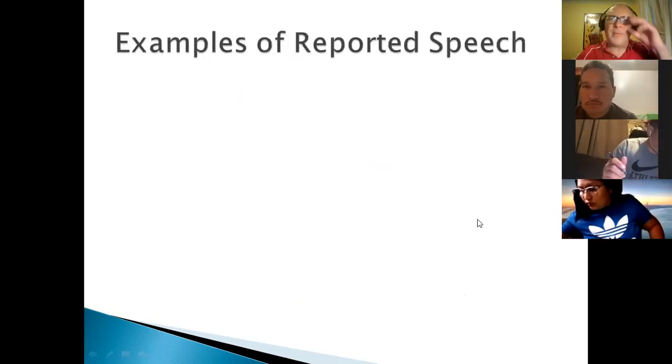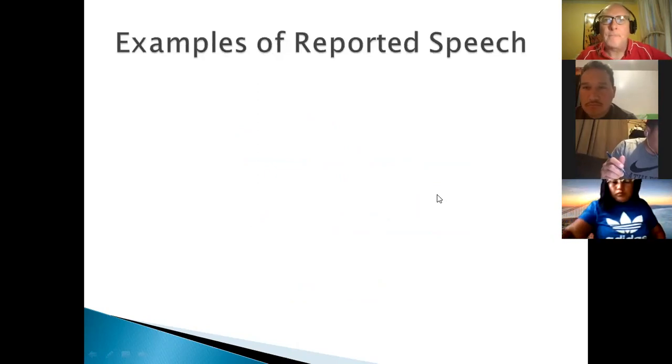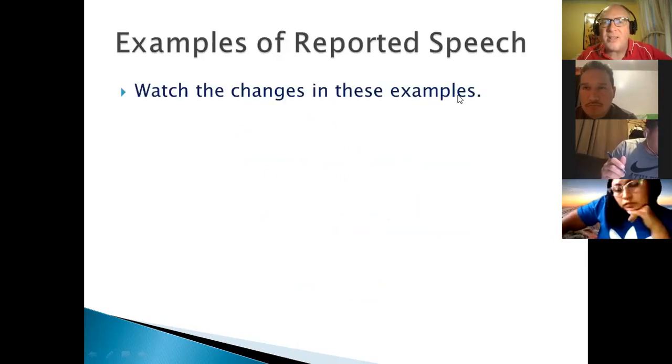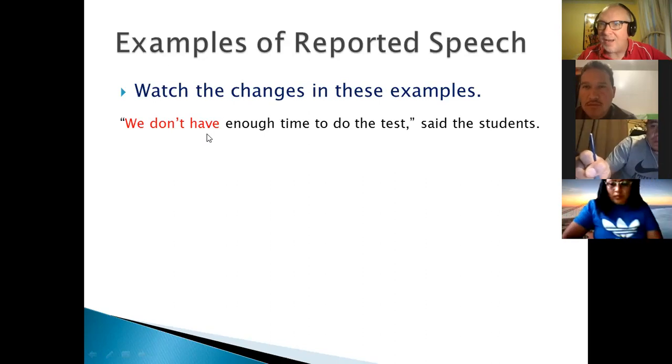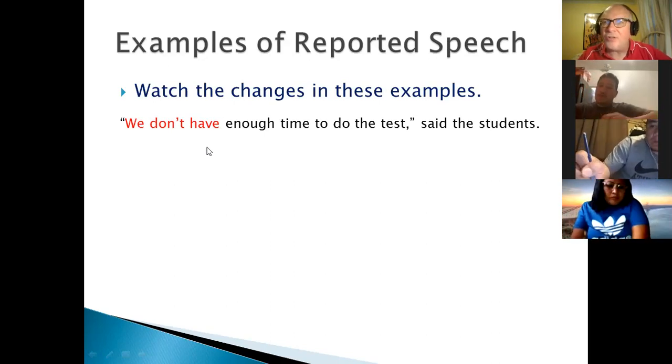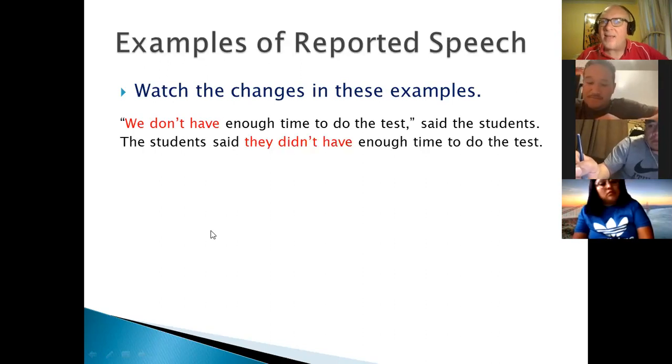Examples of reported speech. Watch the changes in these examples. "We don't have enough time to do the test," said the students. That's direct speech. We have "don't." Don't is simple present, right? So what am I going to change it to? Simple past. The students said they didn't have enough time to do the test.